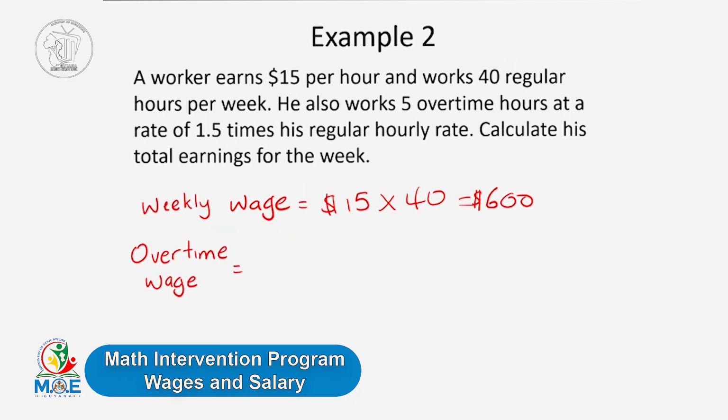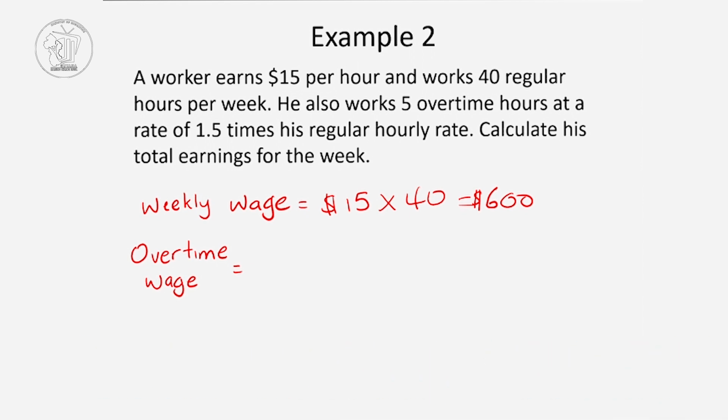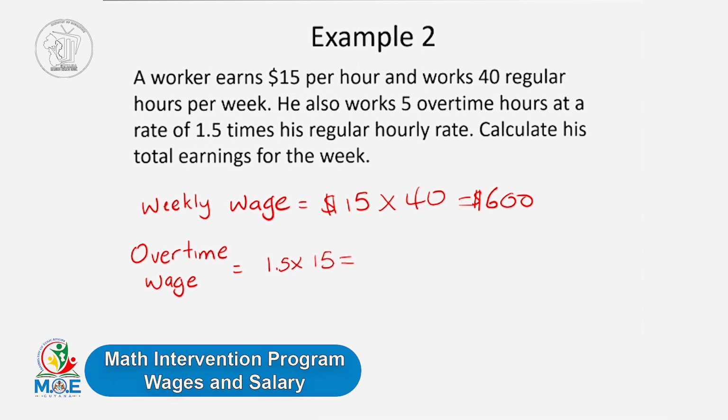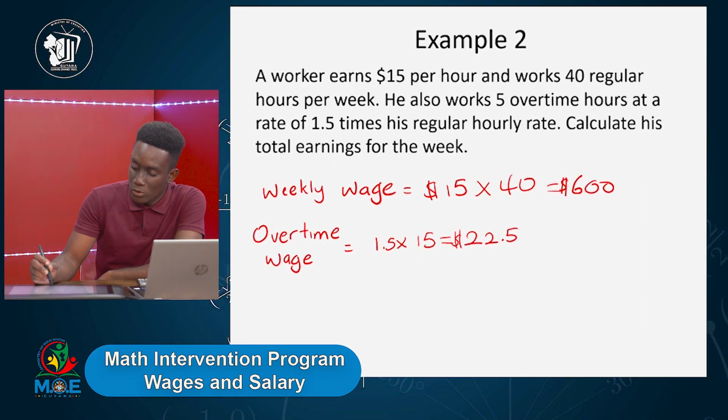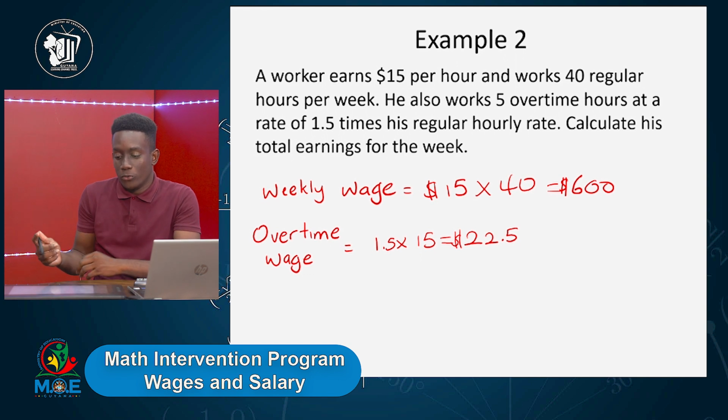So his overtime wage would be 1.5 times his normal hourly rate. So his normal hourly rate is $15. So his overtime rate would be 1.5 times the 15, which would give us $22.50 per hour. So this is the amount of money he earns per hour for overtime.